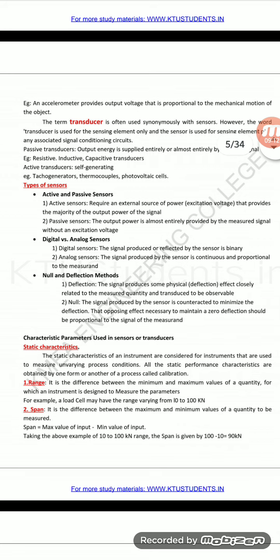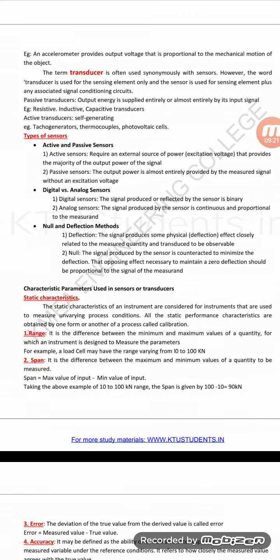Next, go for types of sensors. See, there are active and passive sensors, digital versus analog sensors, and null and deflection methods. Active sensors require an external power source, an excitation voltage, which provides the majority of the output power of the signal. Active sensors are like IR sensors, PIR sensors, LDR sensors, temperature sensors. We depend totally on active sensors.